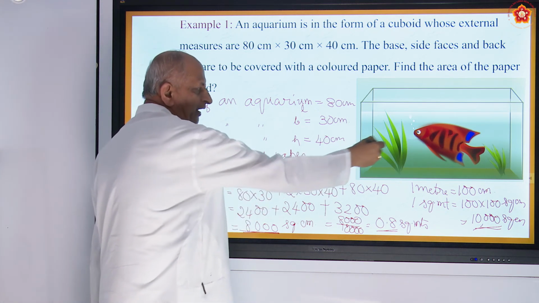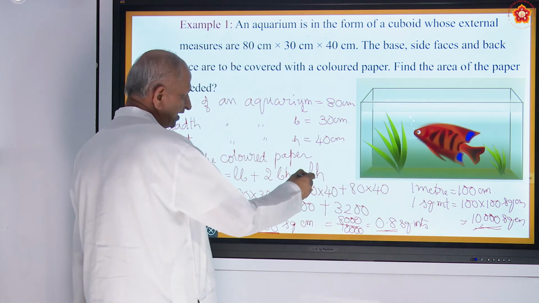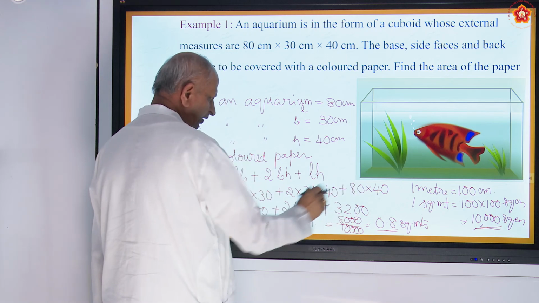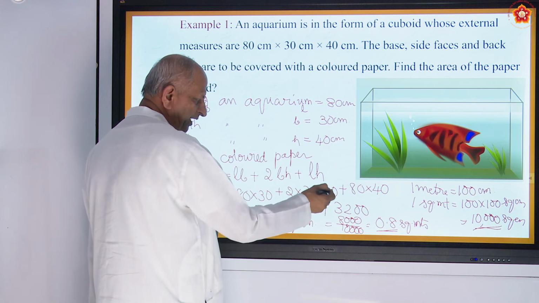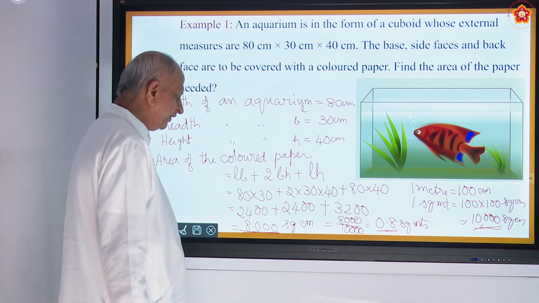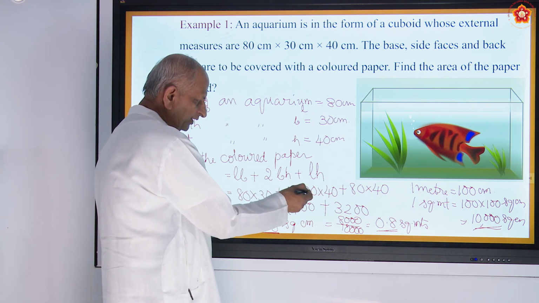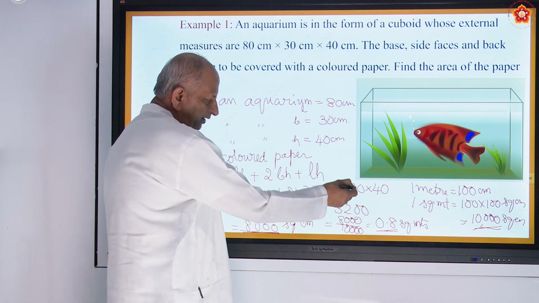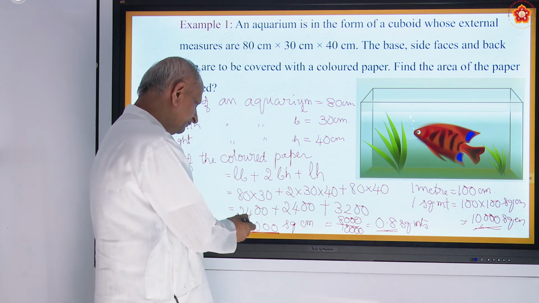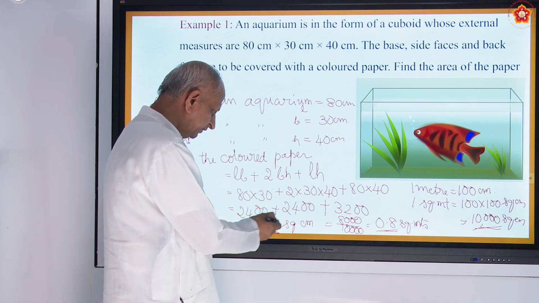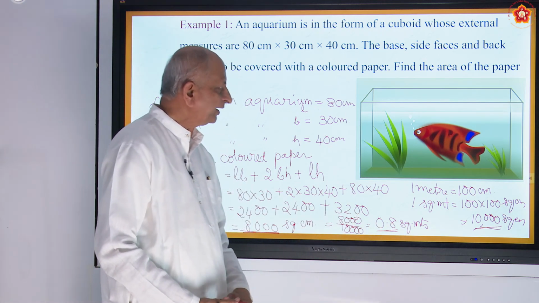So LB, area of the base, BH, the sides, and LH, back side. So you have to calculate area. L is 80, 80 into 30, 2 into 30 into 40 BH, and LH 80 into 40. So 8 3s are 24, 2400. 2 3s are 6, 6 4s are 24, 2400. 8 4s are 32, 3200. Add all this, you get 8,000 square centimeters, also equal to 0.8 square meters.